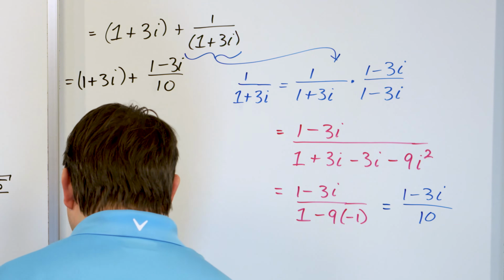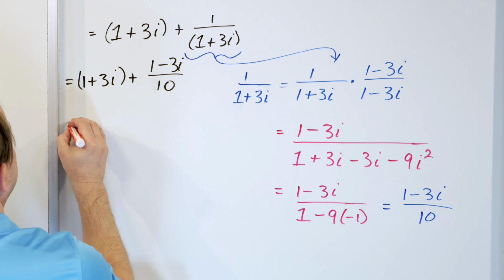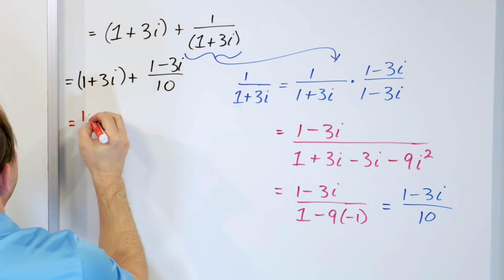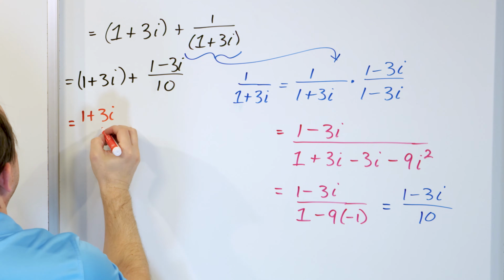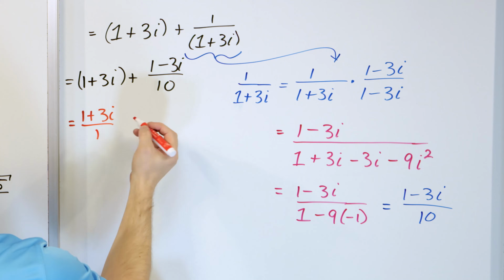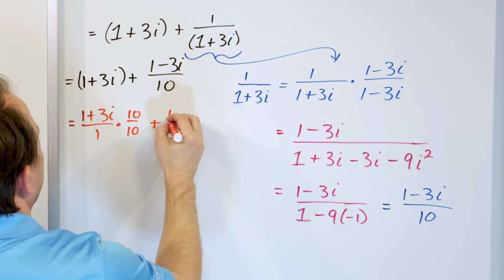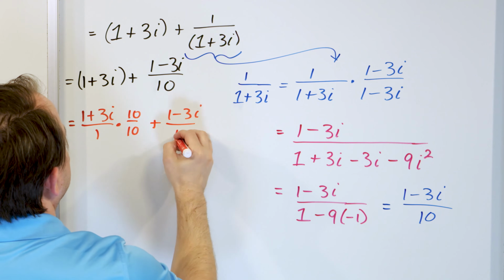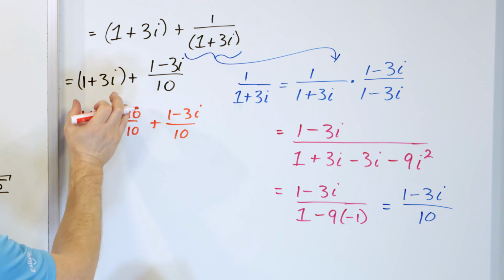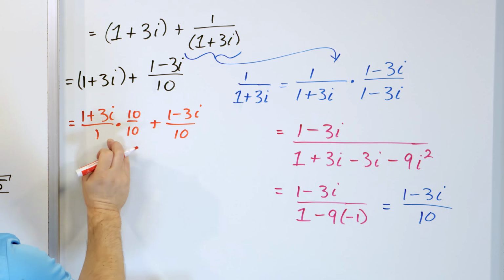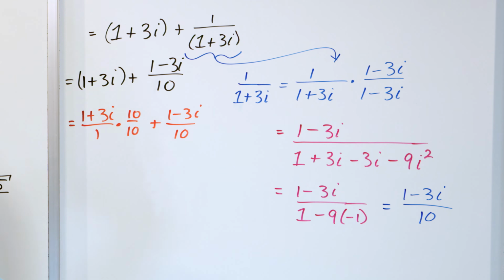So it's easy to get a common denominator in this case because we can just do it like this. We could say 1 plus 3i, we can make it over 1 because it is over 1. We can multiply it by 10 over 10. And then it'll be 1 minus 3i over 10. You see what I'm doing? I'm multiplying the first one basically by 1 to get me a common denominator of 10 so that I can add it to that.